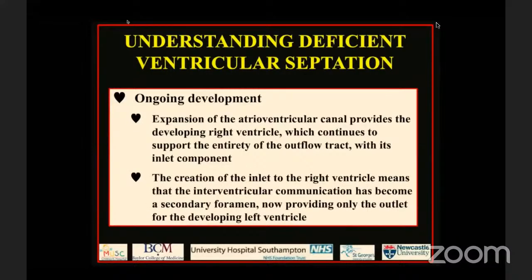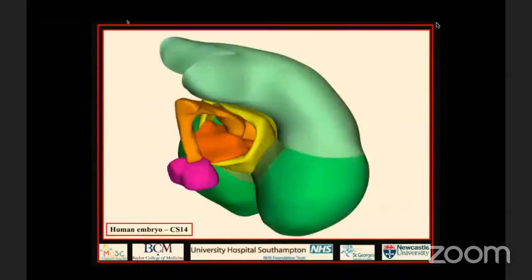With regard to the primary interventricular communication, however, this means there has been a major change, because now with the development of the inlet to the right ventricle, what we are going to see is the secondary interventricular communication. And the secondary interventricular communication will now provide only the outlet for the developing left ventricle, because the expansion of the atrioventricular canal will have provided the right ventricle with its own inlet.